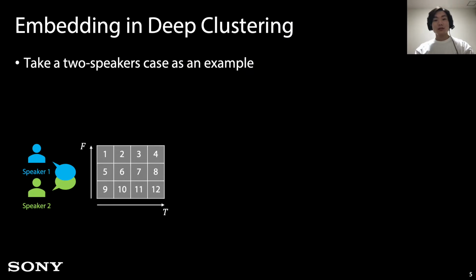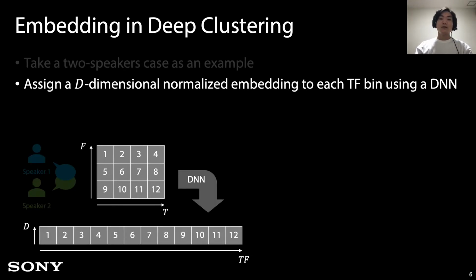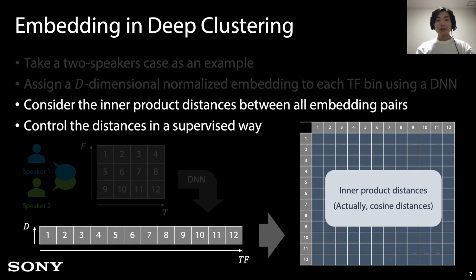We take a closer look at this embedding. For a while, we take a two speakers case as an example. The input of DC is a mixture spectrogram like this. For the input, DC assigns a d-dimensional normalized embedding to each TF bin using a DNN. After the assignment, DC considers the inner product distances between all embedding pairs. Actually, these distances show the cosine distances since each embedding is normalized.